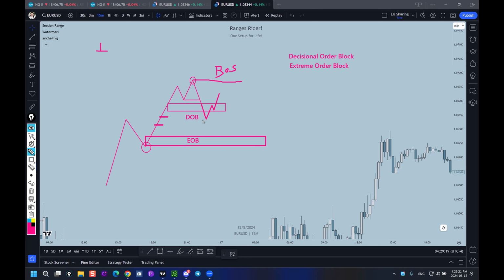In case it disrespects, and later I show you when it disrespects, then now you will find the range from here to here. And once you have the QM, let's say your QM is here, then for this range, this one is the decisional order block, and this one is your extreme order block. You see that this whole structure just flipped. And if this respects, we are looking for the continuation until here.